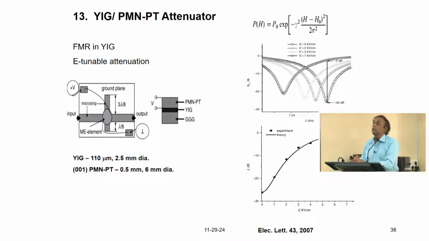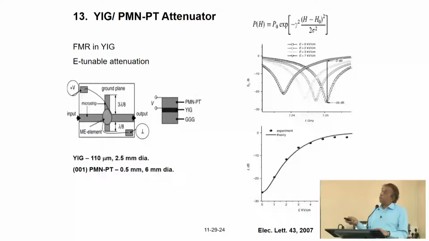And attenuators are used if the incoming power is too high and you do not want to expose the circuit elements to such a high power, because they can just literally burn them up. So, attenuators are used to decrease the incoming power in a device, and that can be done with YIG and PMN-PT, and that will give you the ability to control the attenuation. These are based on ferromagnetic resonance in YIG. By applying an electric field, you can tune the ferromagnetic resonance, and that way you can tune the attenuation.